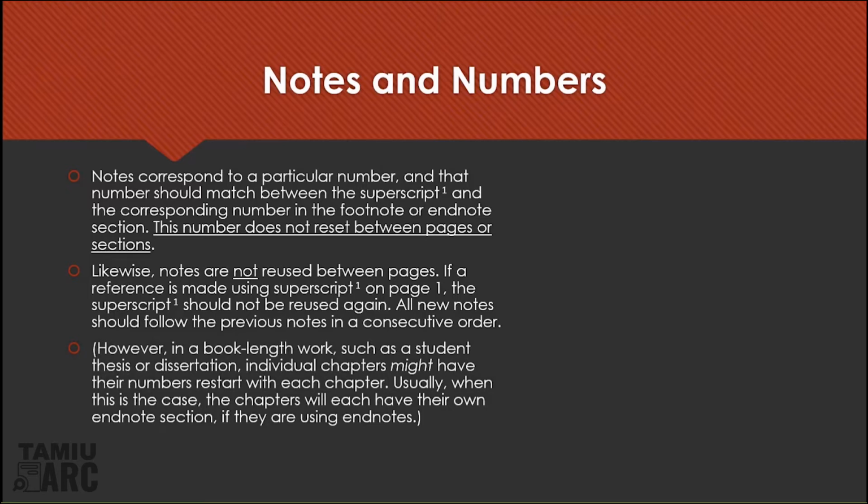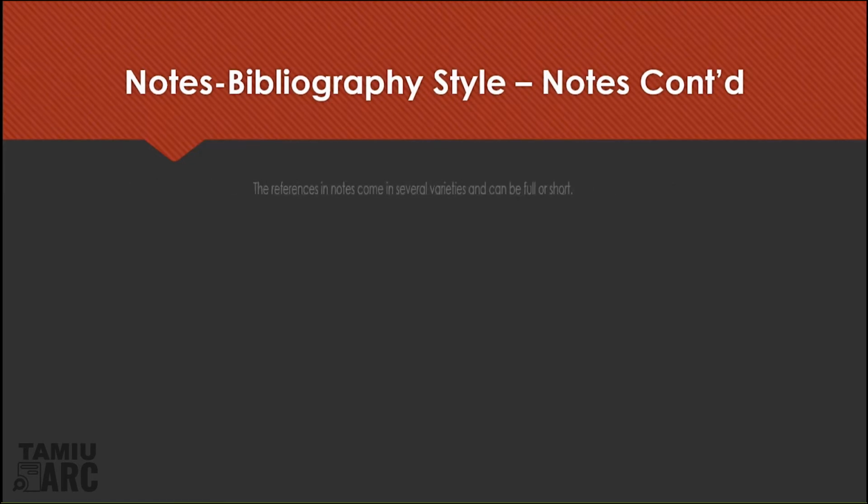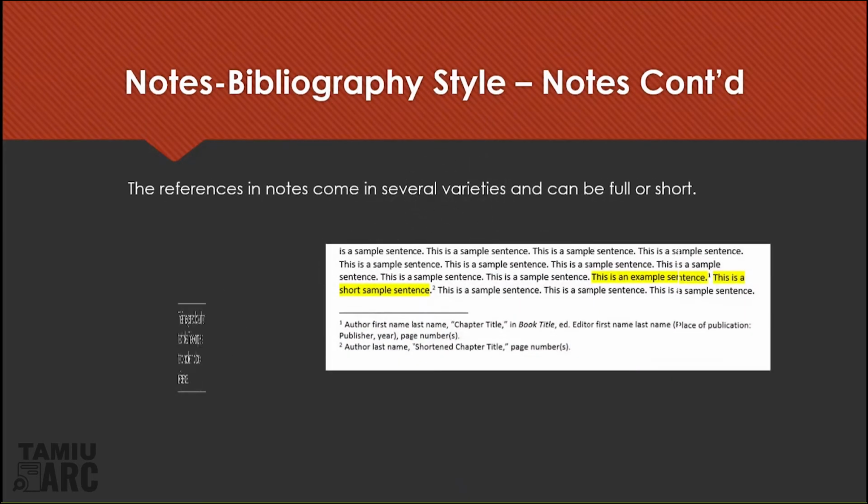Usually when this is the case, each individual chapter will have its own endnotes section, if the chapters are using endnotes. On the right, you can see where the superscript button appears in Microsoft Word. References and notes can come in several varieties and can be either full or short. This is the general layout for footnotes.